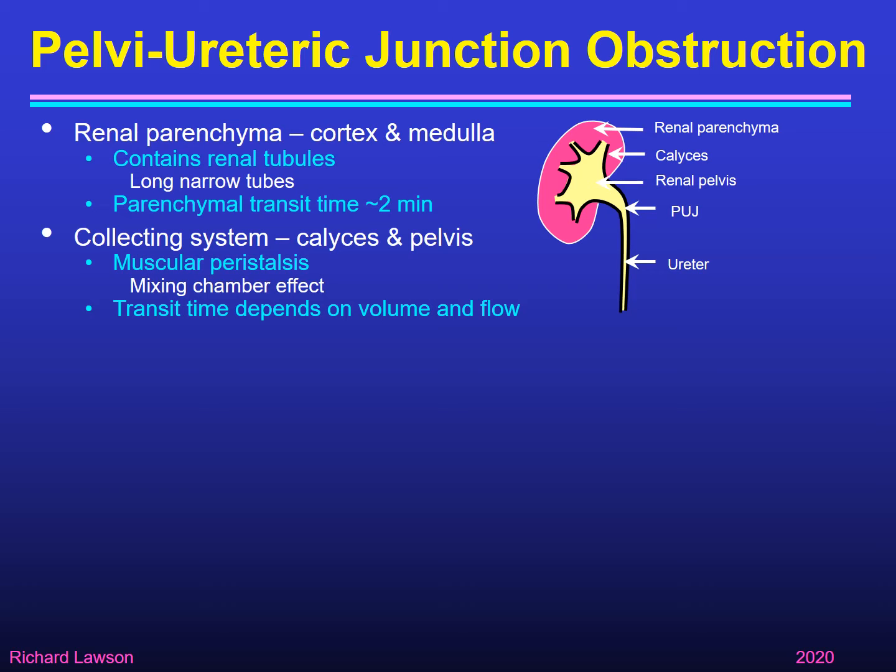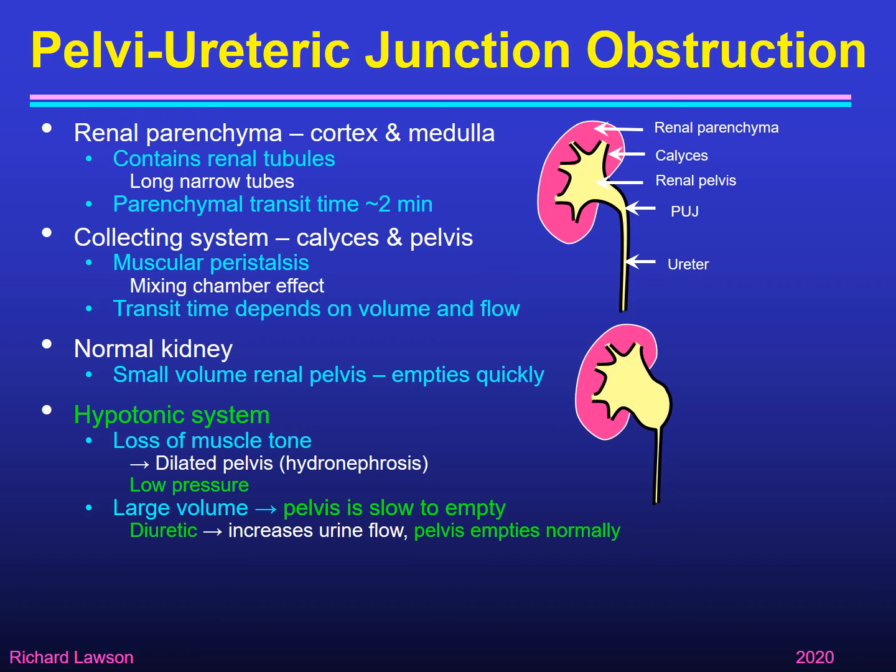The collecting system, however, which consists of the renal calyces and the renal pelvis here, is a mixing chamber effect because it has a fairly large volume. So the transit time there depends on the volume and on the flow. So in a normal kidney, which has got a quite small volume renal pelvis, it'll empty quickly because it doesn't take very long for the renal radiopharmaceutical to pass through that small volume.